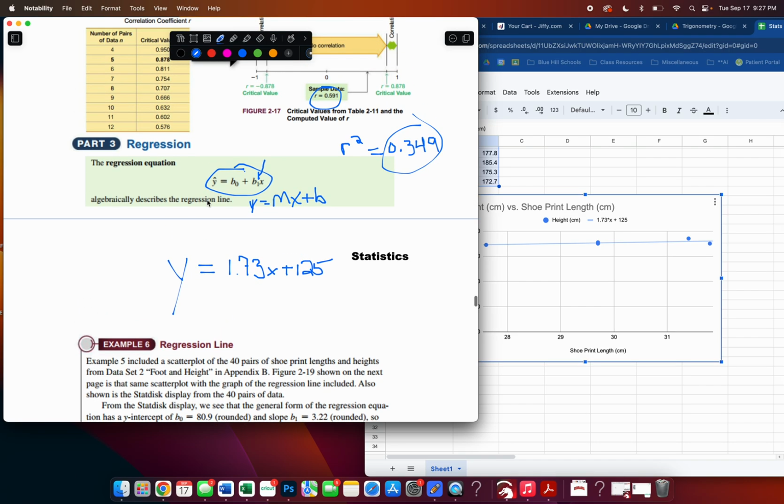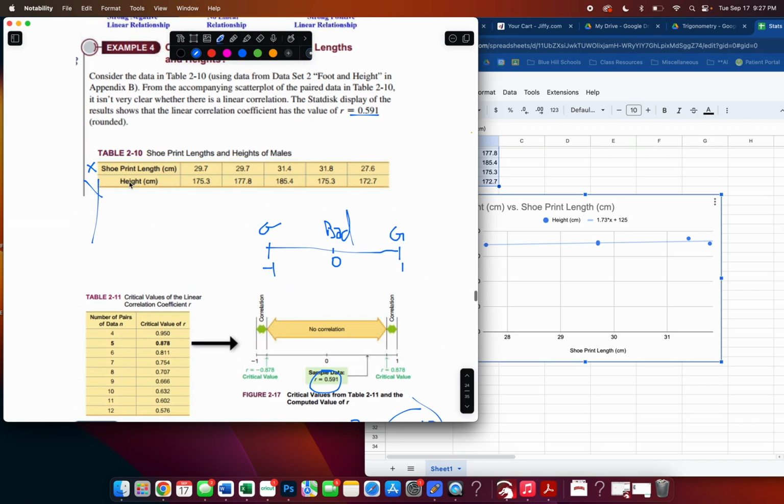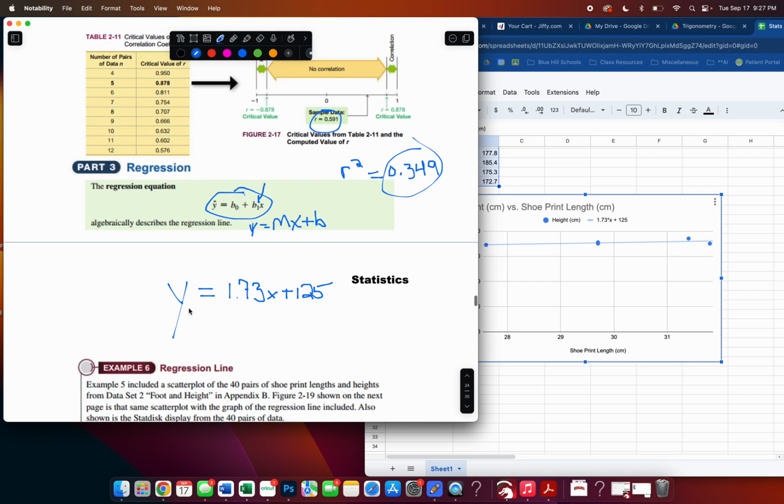Now, what are x and y? y is your height and x is your shoe print length. So maybe it's beneficial for you to go with height. So I'm going to change this to an h. I'm going to write an h over top of it. And then I'm going to call this s.